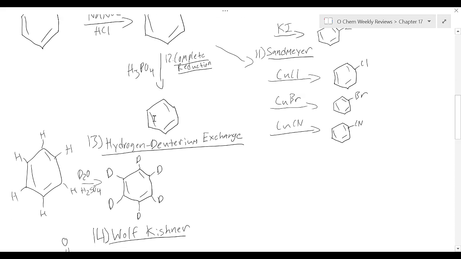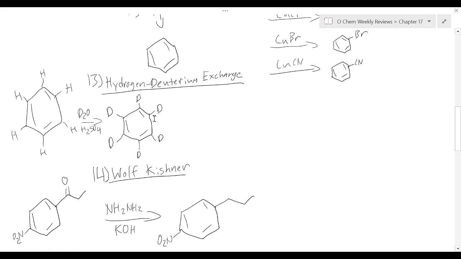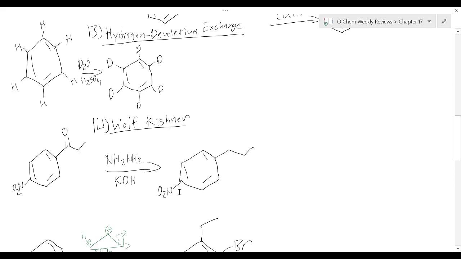Okay. Number 14, Wolff-Kishner. Again, something familiar. Wolff-Kishner is also a reduction. Now I have a carbonyl and NO2. I put both of these to showcase that it will only reduce the carbonyl, and it's going to leave the NO2 alone and not do anything to it.